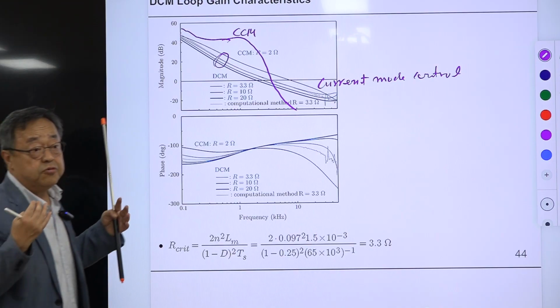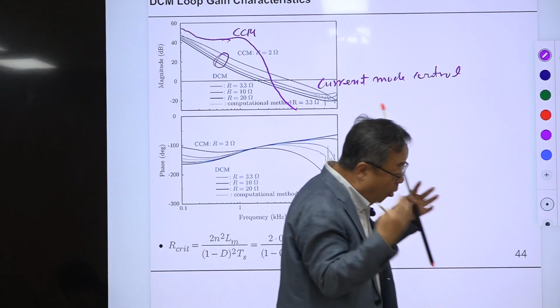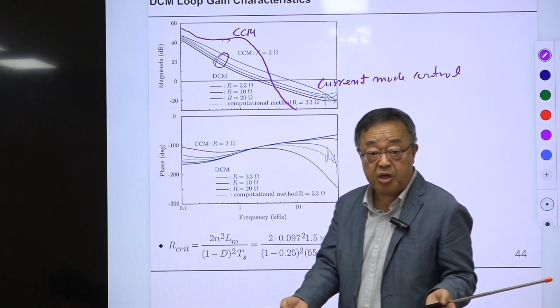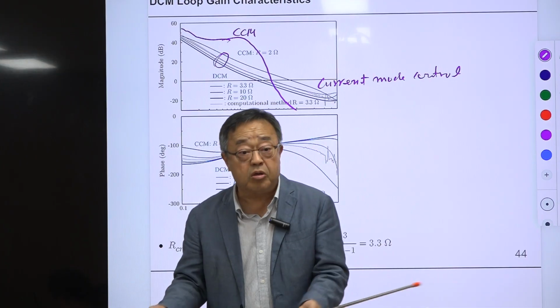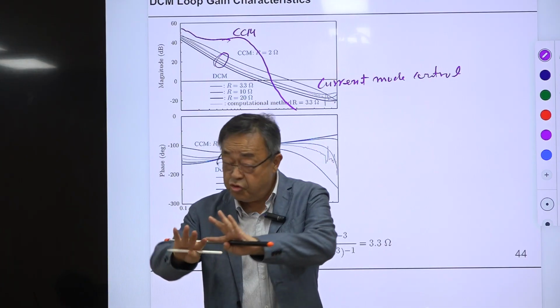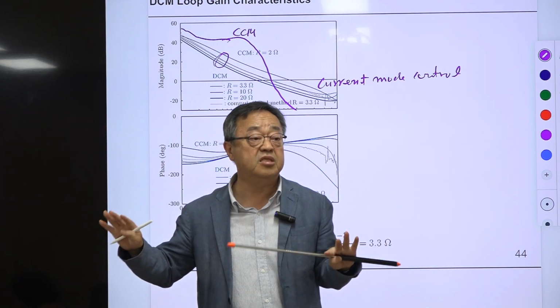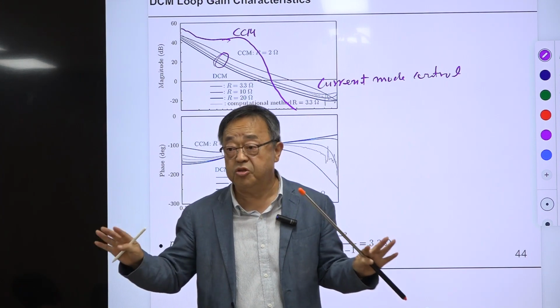Suppose you employ voltage mode control, not current mode control, then the performance of your converter in CCM is acceptable. But if you go into DCM, the overshoot will be increased, the undershoot will be increased, and the response time becomes way slower than the previous case. There is a huge deviation in terms of converter performance between CCM and DCM, which is very bad.